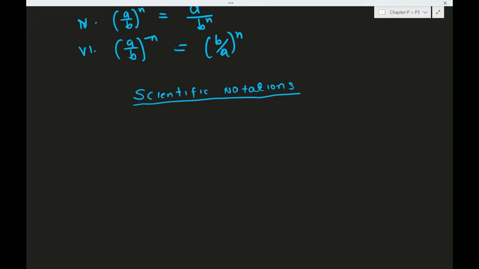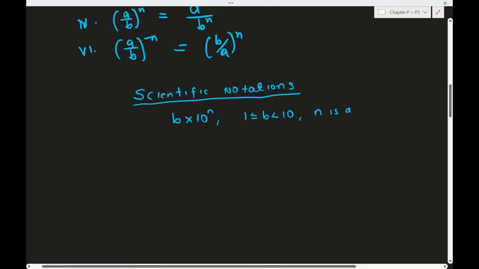So scientific notation is used to express very large numbers or very small numbers. For example, any number you can write in the form of b times 10 to the power n, where b is between 1 and 10, so b is less than 10 but greater than 1, and n is an integer.